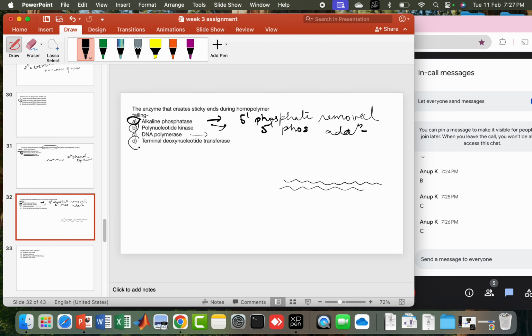Then we have terminal deoxynucleotidyl transferase. As the name suggests, it will add ribonucleotides or deoxyribonucleotides at the end. So if we add NTPs, let's say ATPs, with this enzyme it will add a poly A tail, and it will generate a sticky end during homopolymer tailing. So the answer is D. The answer is not C, the answer is D.